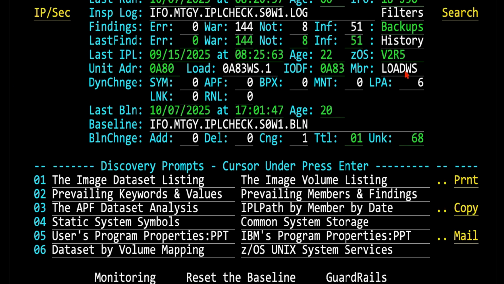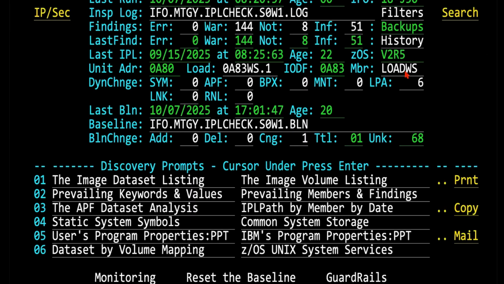If you had just one system, this wouldn't be so daunting. But we have some users that have hundreds of LPARs that are being inspected by IPLCheck. And keeping track in your own mind as to which ones are which and what's going on can become daunting.